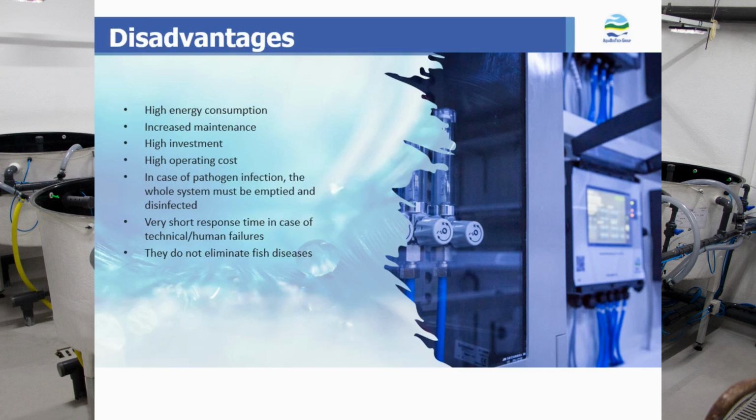Now we continue with some of the disadvantages. So, number 1, high energy consumption. The necessity for electricity and oxygen 24/7, especially in high biomass systems. The second disadvantage is increased maintenance. RAS requires more time and care than other systems. Number 3, high upfront investment in materials and infrastructure. 4th, high operating cost, a need for highly trained staff to monitor and operate the system.